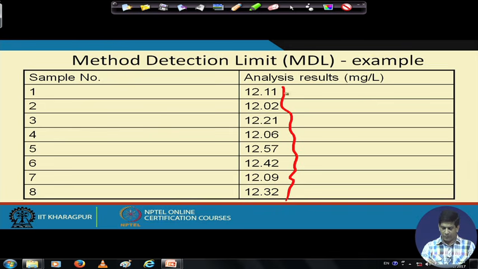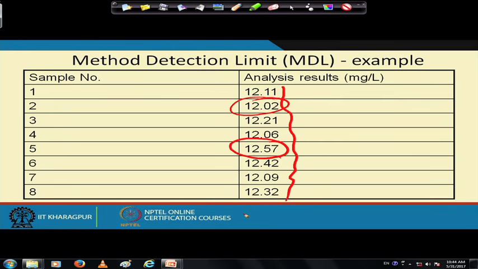These are the numbers we got: 12.11, 12.02. The minimum one we have is 12.02, and the maximum we got is 12.57. So it varies between 12.02 and 12.57, so there is not a lot of variability. If you have this kind of variability, which is even less than plus or minus 10%, that's really a very good analysis. Your instruments are working really well, and your lab practice is good, because you don't see that much variability.